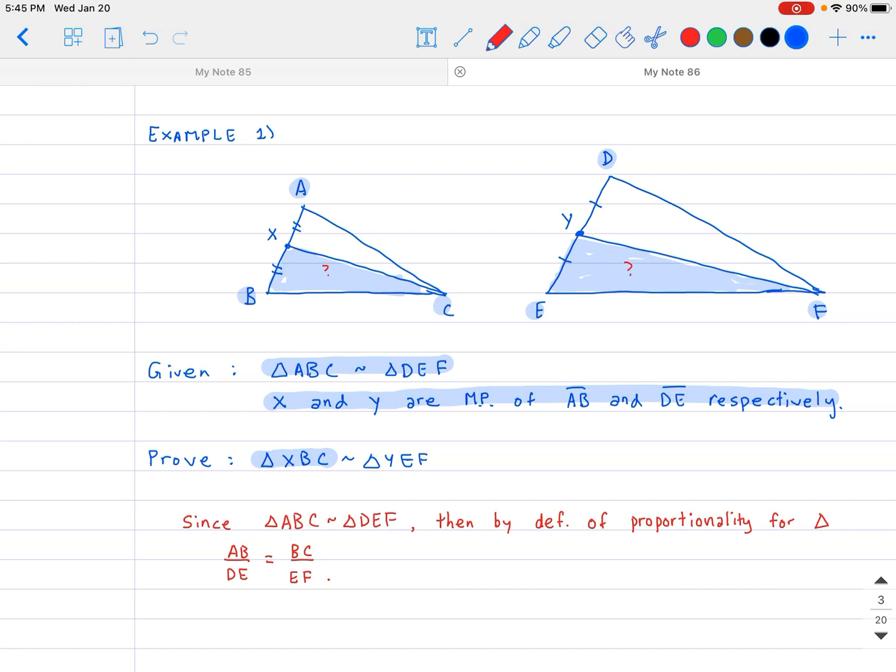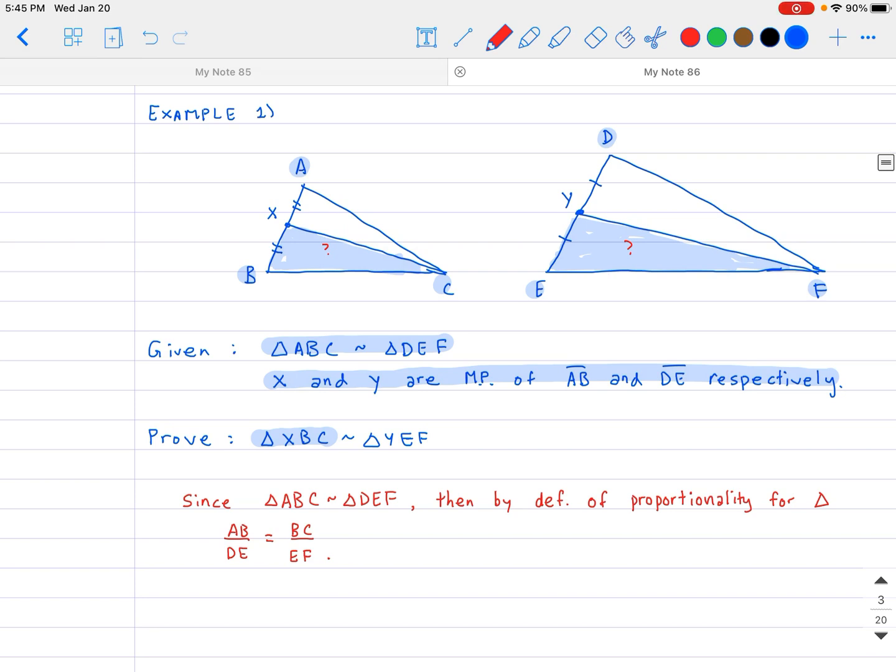All right, so let's go ahead and start then. Now, first, we can go ahead and start by, well, what's given to us. And that is that the two triangles are similar to each other. So since the two triangles are similar to each other, the only thing that I can get from it by definition of proportionality for triangle is that AB divided by DE is equal to BC over EF.